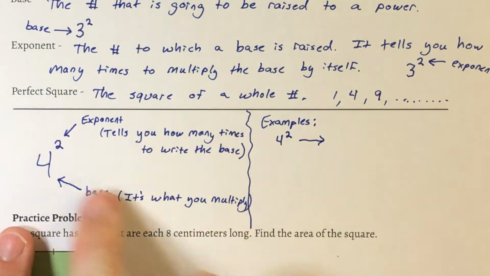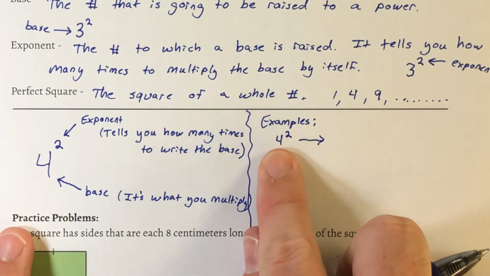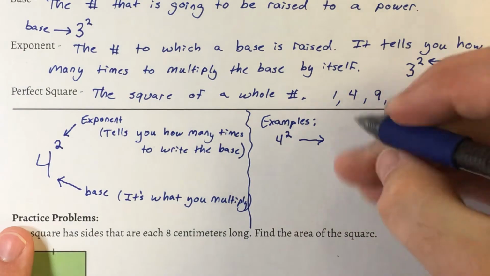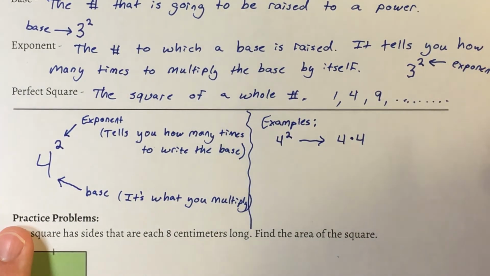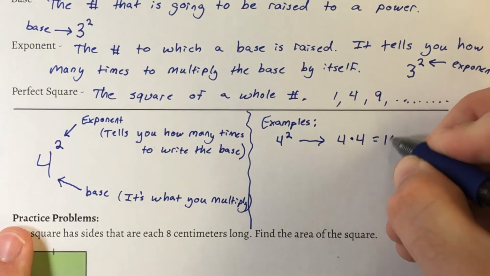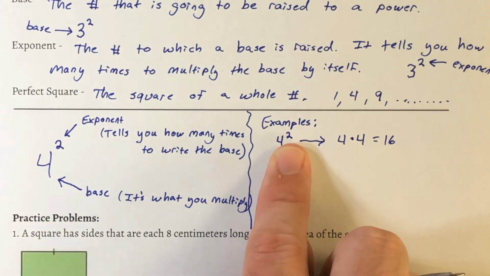So using this information and our vocab that we've just gone over, the 2 tells us how many times to write the base, in this case 4. So it tells us to write 4 2 times and then multiply. 4 times 4 being 16. Notice we did not multiply by 2. If I wanted you to multiply by 2, we would have you write 4 times 2.